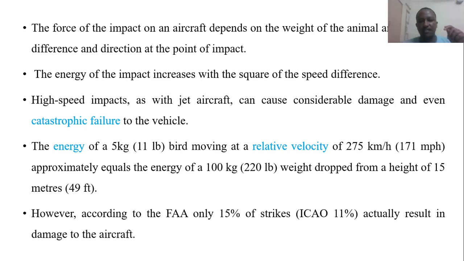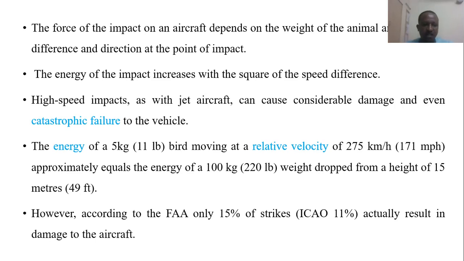So how can we relate a 5 kg bird moving at 275 kilometers per hour? It is equivalent to dropping or throwing a 100 kilogram object from 50 meters height onto the structure. That is a very huge amount of damage. Penetration or local damage will happen. Complete destruction of the structure may happen.